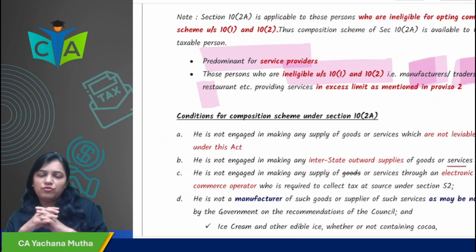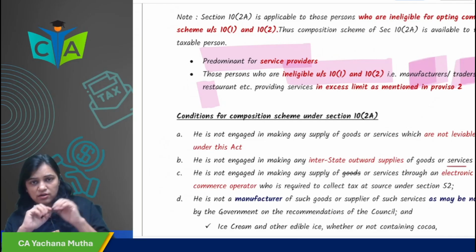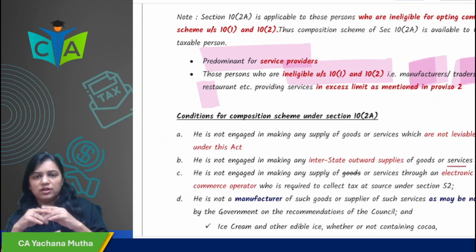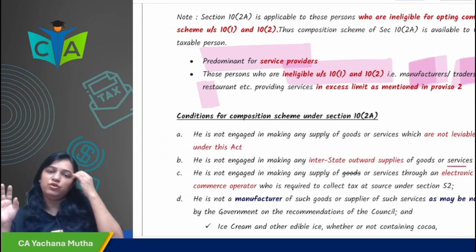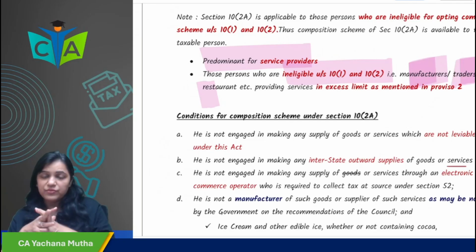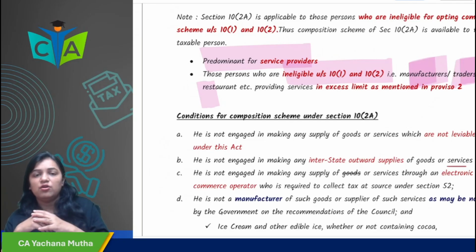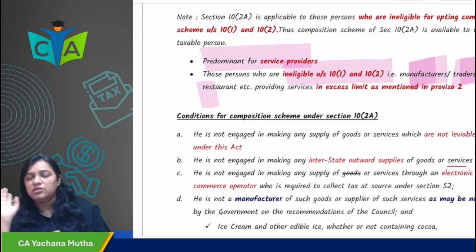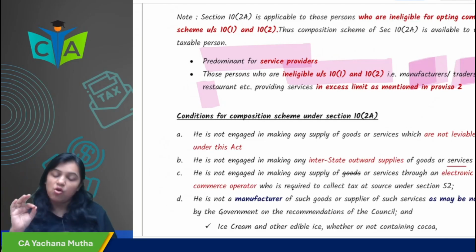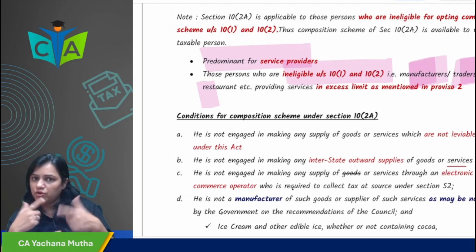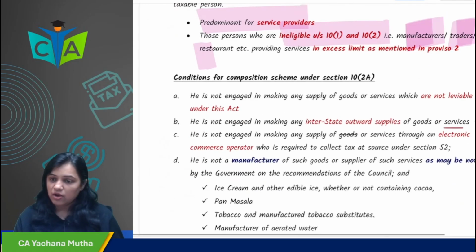In 10(2)(a), what you have to see? Aggregate turnover last year does not exceed 50 lakhs. Okay, then you are eligible for 10(2)(a). In that case, what is the tax rate you have to pay? You have to pay 3% CGST, 3% SGST of turnover in the state or union territory. I hope it is clear.